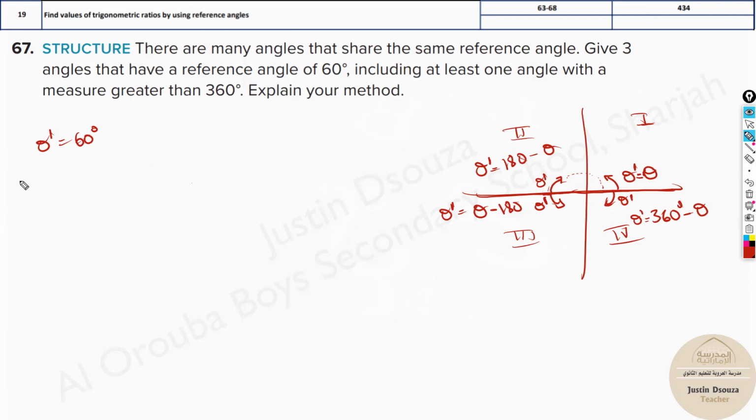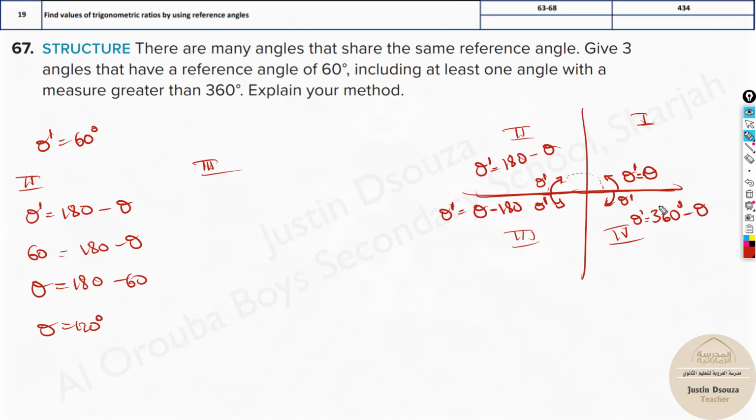So all these formulas for the second quadrant, I'll use it now. Theta dash is equal to 180 minus theta, isn't it? You have to just find theta. That's it. Substitute theta dash. It's 60 equals 180 minus theta. Take theta to the other side. It'll be 180 minus 60. The answer is 120 degrees.